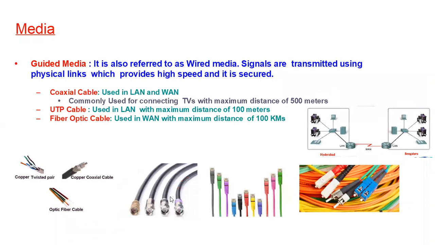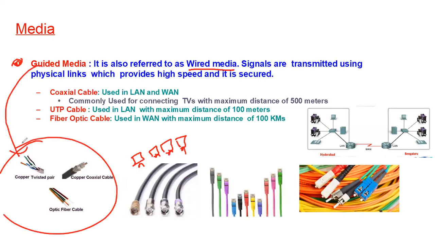Then we need the guided media. Let us say we have some PCs, and we need to connect these PCs to a network. So we need the media. It can be either guided media or unguided media. What is the meaning of guided media? Let us try to understand. Guided media is also referred to as wired media, or cables. Guided media is nothing but the cable. So we need the cables to connect the devices.